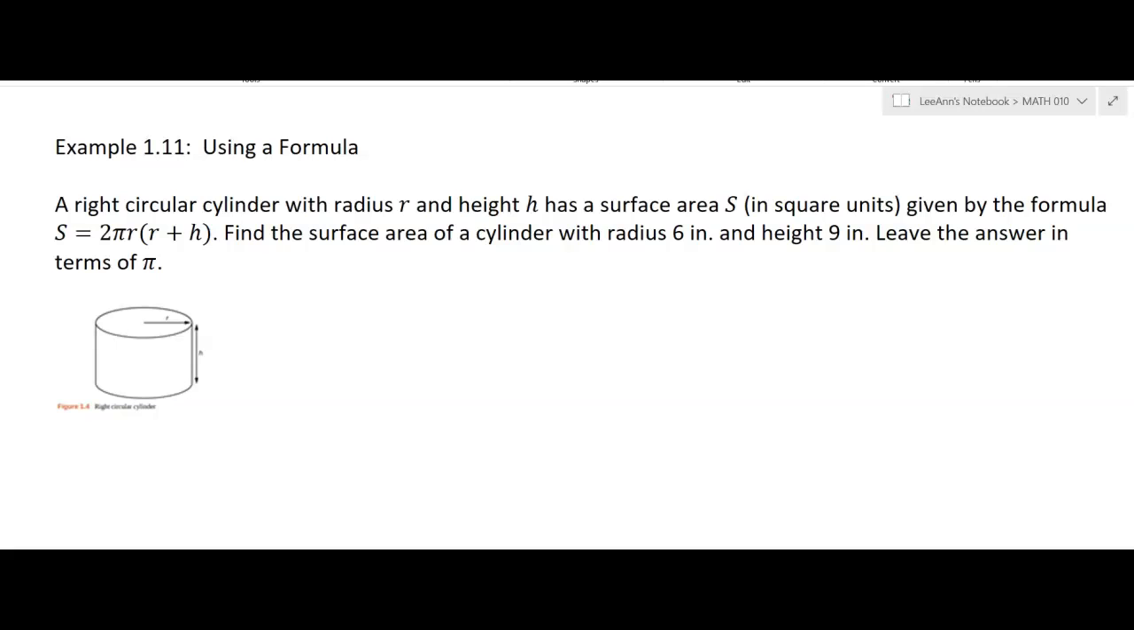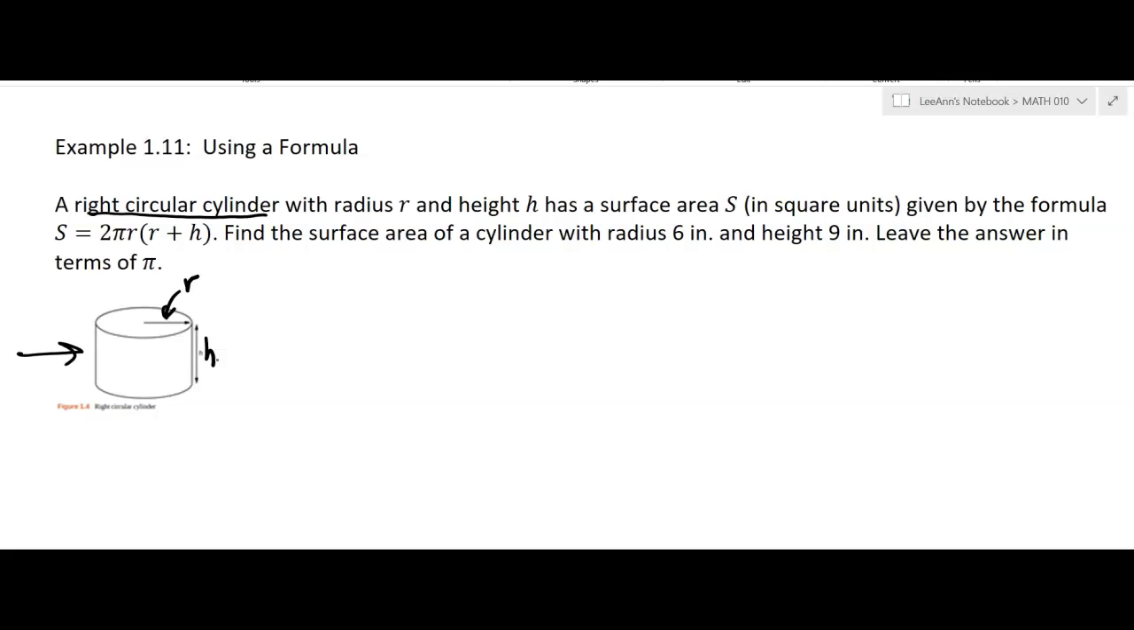So a right circular cylinder, that's like a can of soup, or this shape right here. There's a picture of one. It has a radius r. Now the picture is probably too little, but that's the radius right there. So you've got a circle on the top, like a can of soup, circle on the top, circle on the bottom. And then the height, that's this part, how tall the can is.